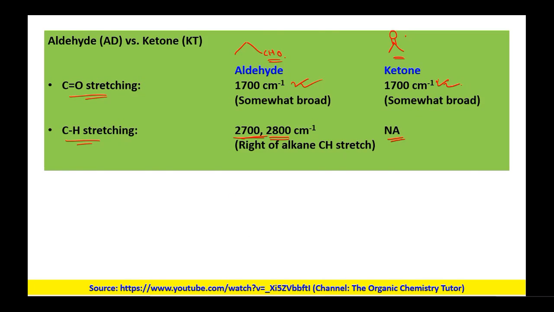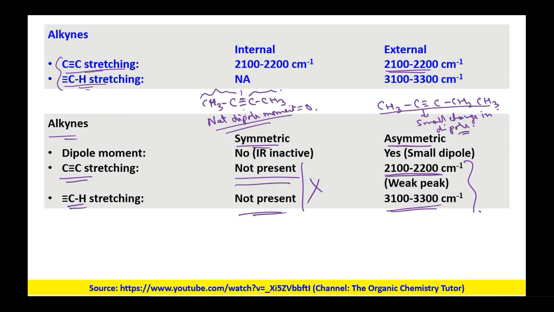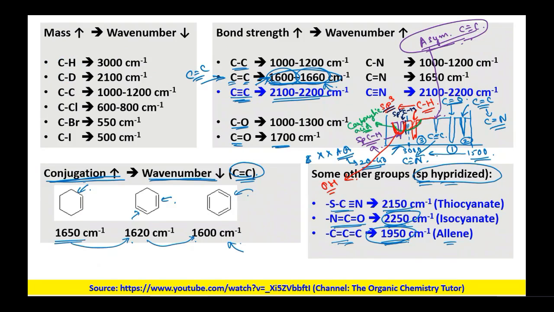So what does this mean? If you go back, you see this was the alkane, this CH, the sp3 hybridized carbon CH stretching. Just to the right of this we will be having two peaks at 2800 and 2700.